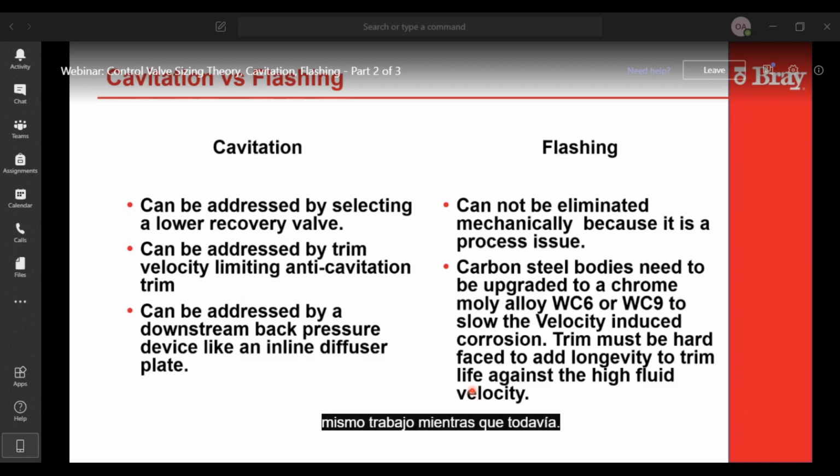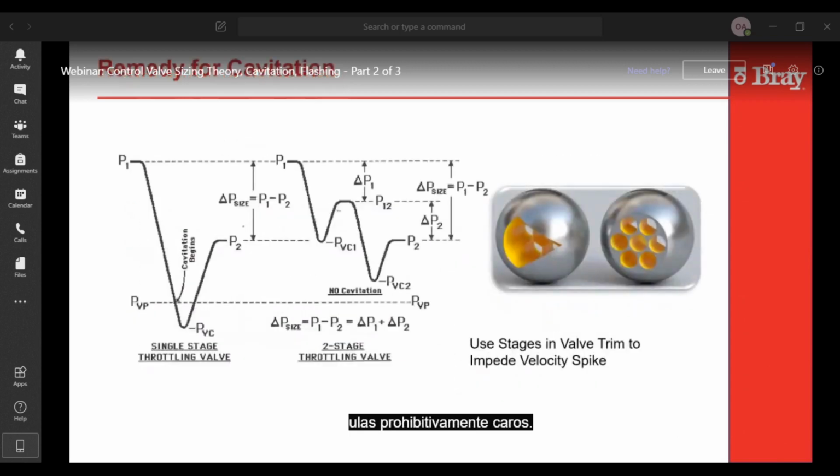Yes, it's all driven by valve size. Like I said, in the smaller sizes, 2-inch to 3-inch valves, the severe cavitation controlling trims are a lot less expensive than when you get up to 8-inch, 10-inch, 12-inch valves, and you have prohibitively expensive valves.